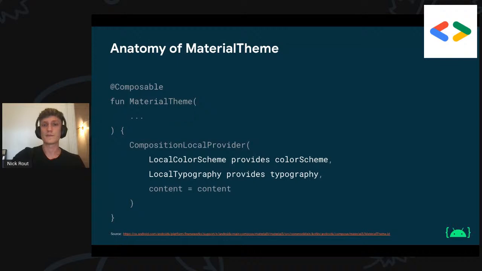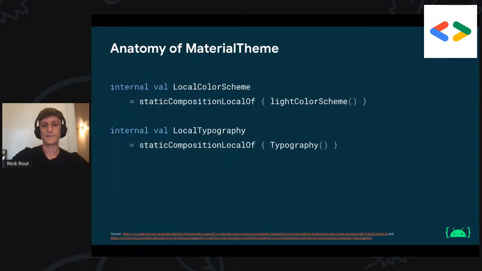Now that we've had a look at some of the theory, we can see here that what we have is something called a composition local provider, which provides composition locals down the UI tree for Jetpack Compose. In our case, it's these two things here: local color scheme, which provides the color scheme, which is a parameter to material theme, and local typography, which provides typography. Let's take a look at those.